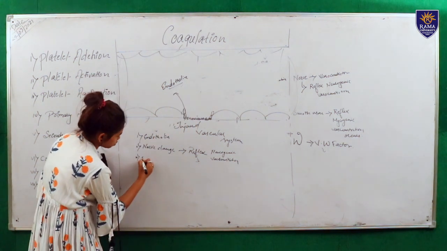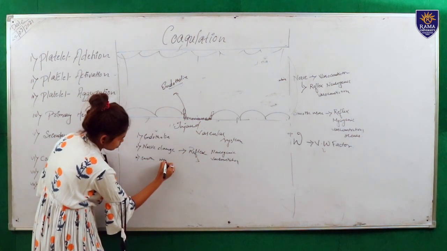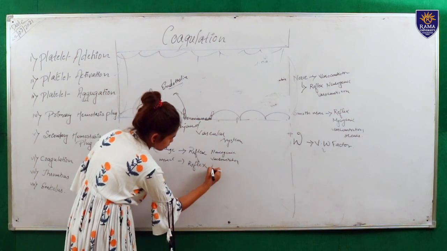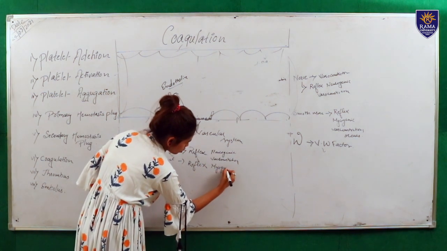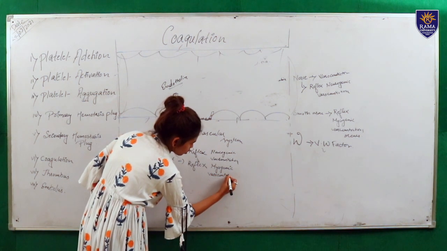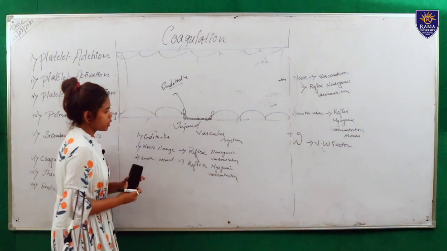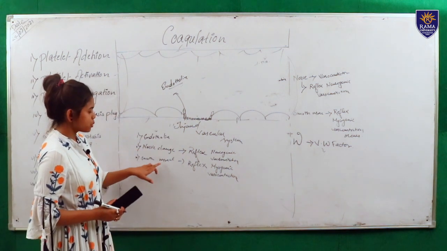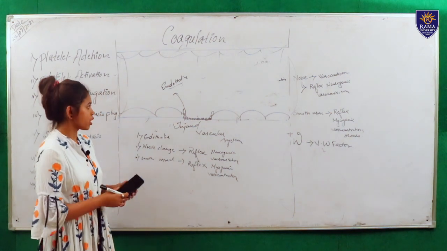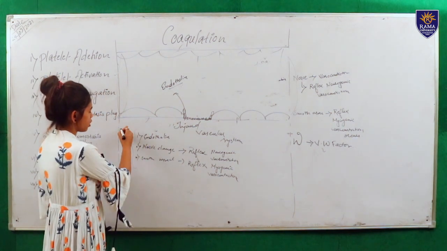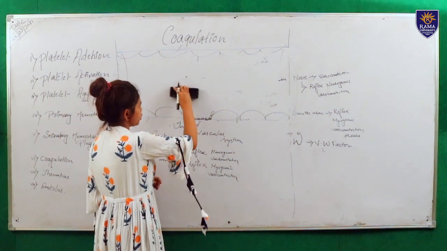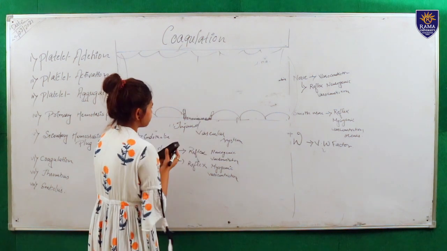And in case of smooth muscle, there will be reflex myogenic vasoconstriction. So in both cases, in nerve damage and smooth muscle damage, there will be vasoconstrictors releasing, and these three are the vasoconstrictors. So here one more thing, I'll show you how it works.